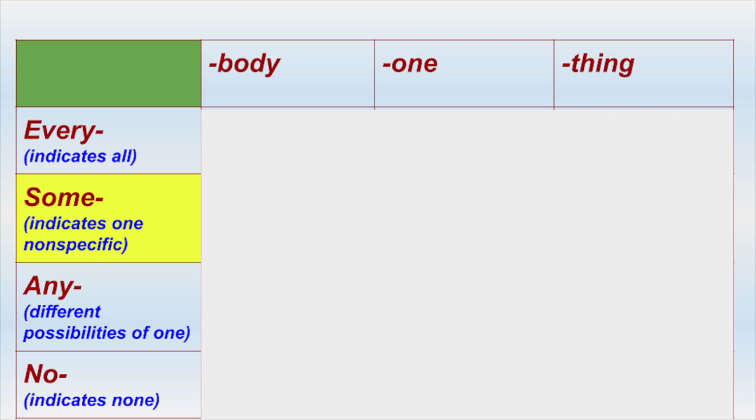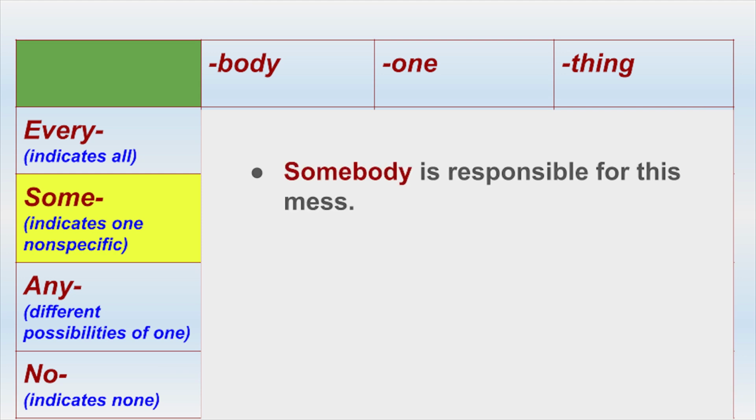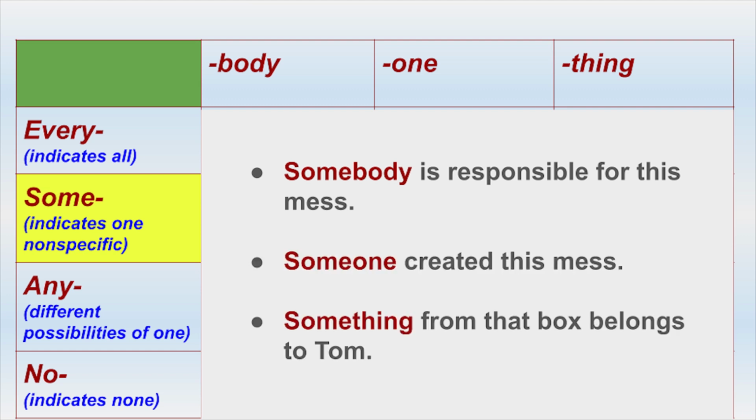Some indicates one person or one thing from a group that is not specific. We do not know the name of the person, nor do we know the item. We do not know specifically who or what. For example, somebody is responsible for this mess. Someone created this mess. Something from that box belongs to Tom.